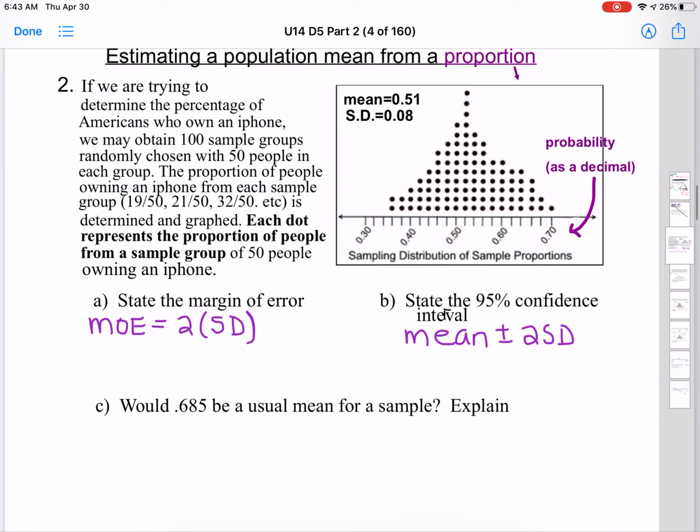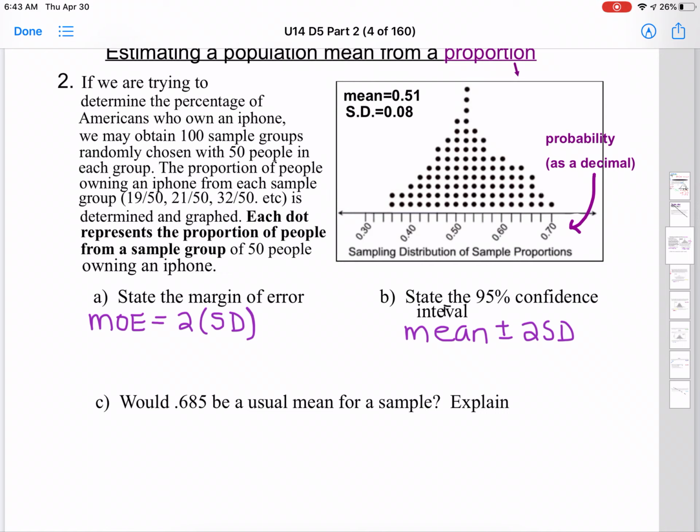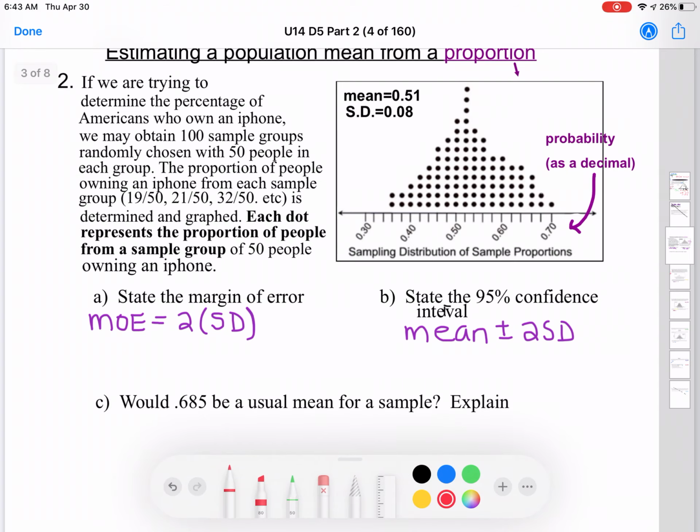All right, so the first thing I want you to do is calculate the margin of error. Remember what the margin of error formula is. It's going to be twice the standard deviation. What's really nice is they give me this information. So MOE is going to be 2 times the standard deviation.